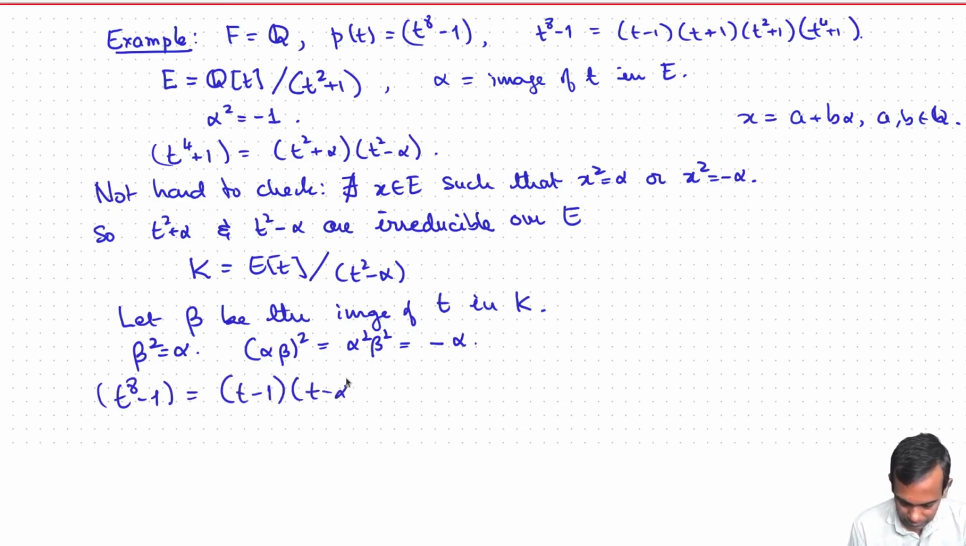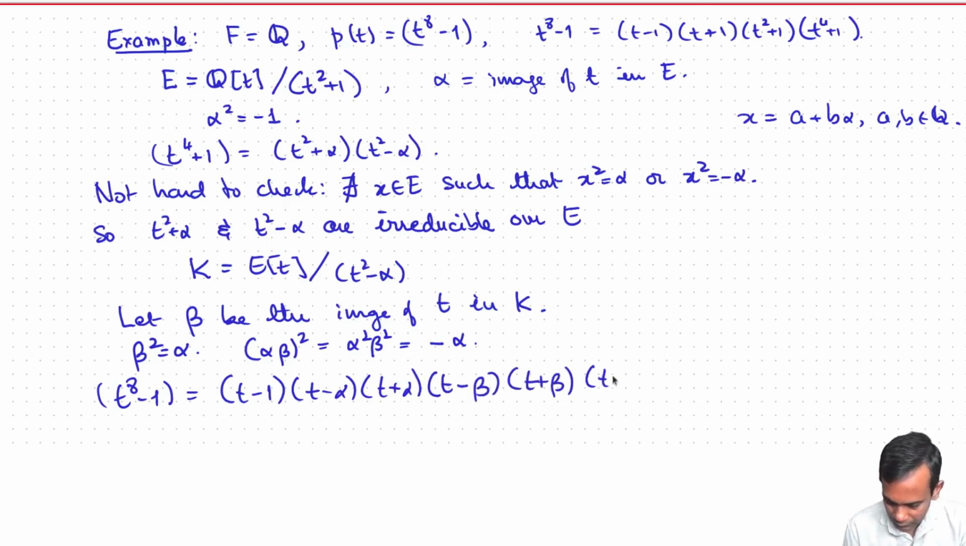And so what we get is that t to the 8 minus 1 is equal to t minus 1 into t minus alpha into t plus alpha into t minus beta into t plus beta into t minus alpha beta into t plus alpha beta. And this is a linear factorization of t to the power 8 minus 1 in this larger field K.